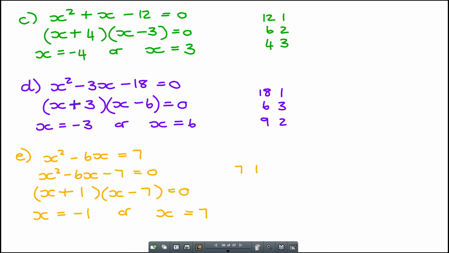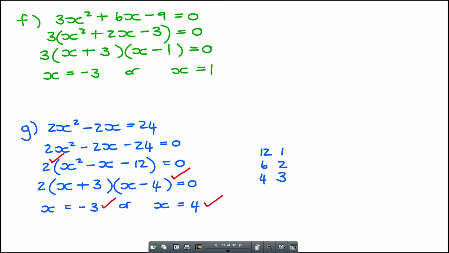Okay, let me just check something. At F and G, the only difference here is you can see that it's a trinomial, but I had a coefficient for that x squared. Can you guys see? So there's just the added step there. I first had to get rid of that coefficient, and how do I do that? I take it out as a common factor.